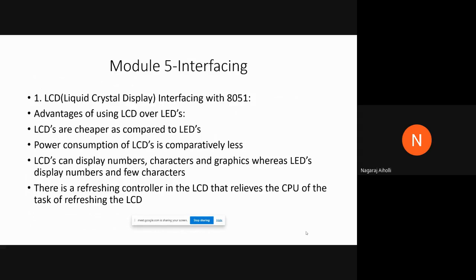The first topic to be studied under interfacing, module 5, is the liquid crystal display, or LCD. The LCD has certain advantages over LEDs. LCDs are cheaper compared to LEDs. LCDs have low power consumption. LCDs can display numbers, characters, and graphics, whereas LEDs can display numbers and only a few characters. LCD has a refresh controller to refresh the LCD screen, whereas LEDs do not have a refresh controller inside them. These are the advantages of LCDs over LEDs.